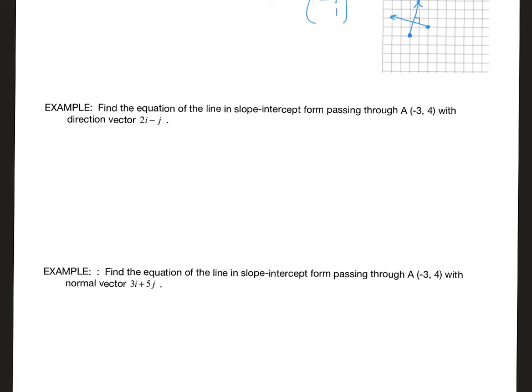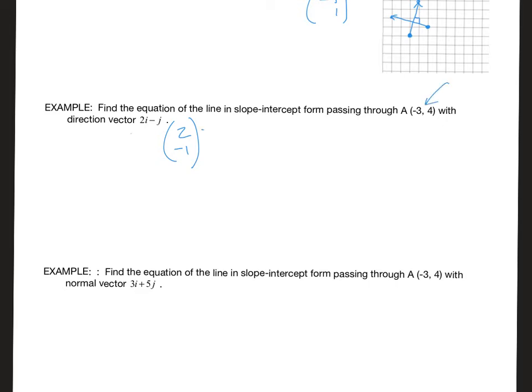So with that being said, it says, let's find the equation of the line in slope-intercept form passing through this point and with this direction vector. Okay, so let me write what I know. The direction vector is 2, -1. That's the direction that my line is going to go through after it goes through that ordered pair.